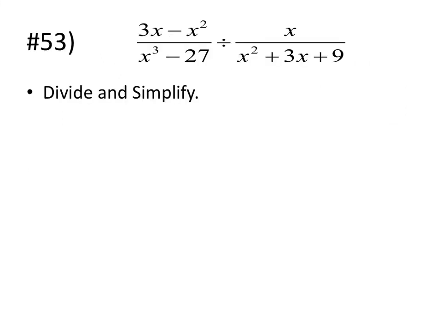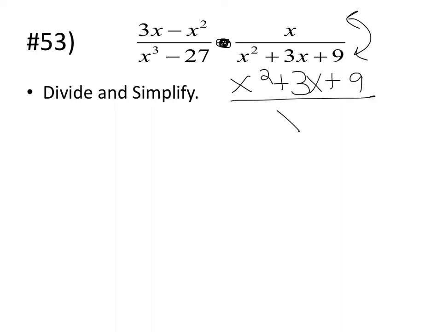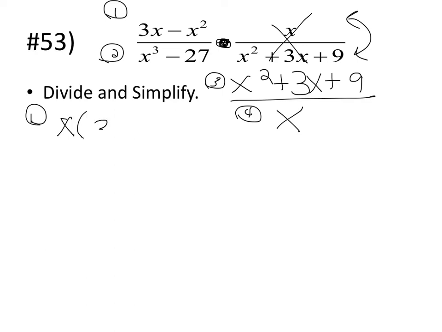Okay, we're dividing here, so let's go ahead and change this to multiplication, and we're going to flip it over. So it's going to become x squared plus 3x plus 9 all over x. I just flipped it over there. So we're going to number 1, 2, 3, 4. So number 1, you're just going to factor out an x, leaving behind 3 minus x.